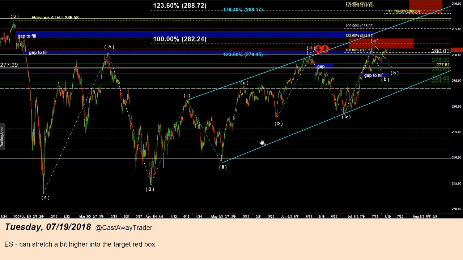2 days later, on July 19th, I warned my followers again that ES can stretch a bit higher into the target red box. So why did I have that red box here? I had a bunch of different extensions here. I was looking at that leg up, and I saw that the corrective leg down found its bottom a little bit over the bottom of that B.